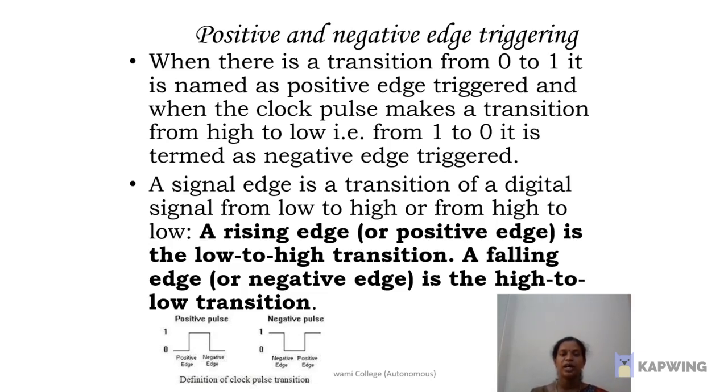A signal edge is a transition of a digital signal from low to high or from high to low. A rising edge or positive edge is a low to high transition. A falling edge or negative edge is a high to low transition.